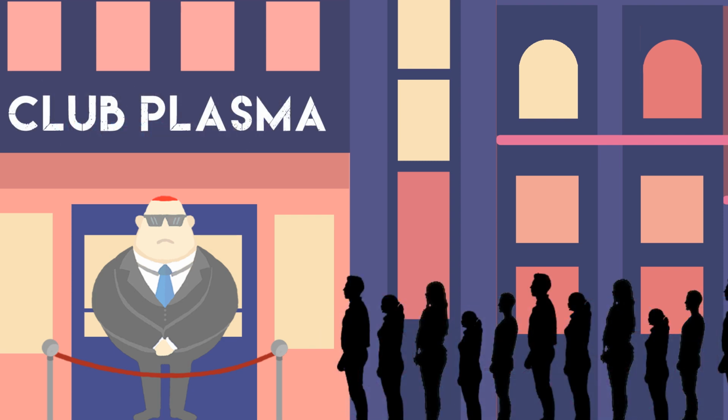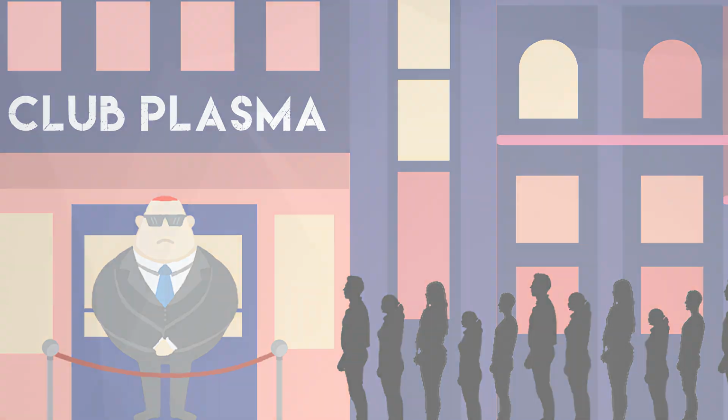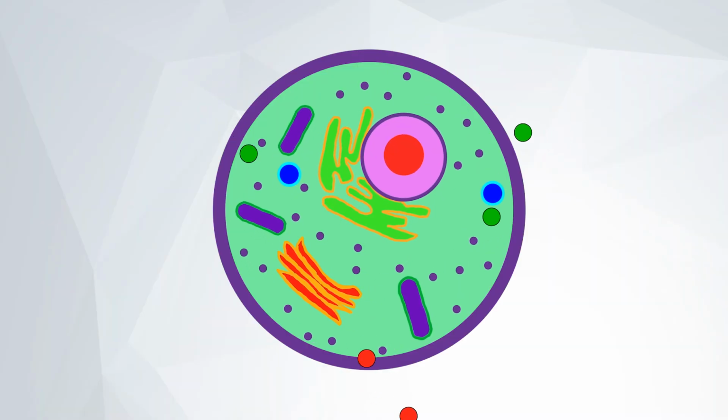So the next time you're turned away at the dance club, instead of punching the bouncer, remember he's just doing his job, like your cell's plasma membranes do, to prevent chaos.